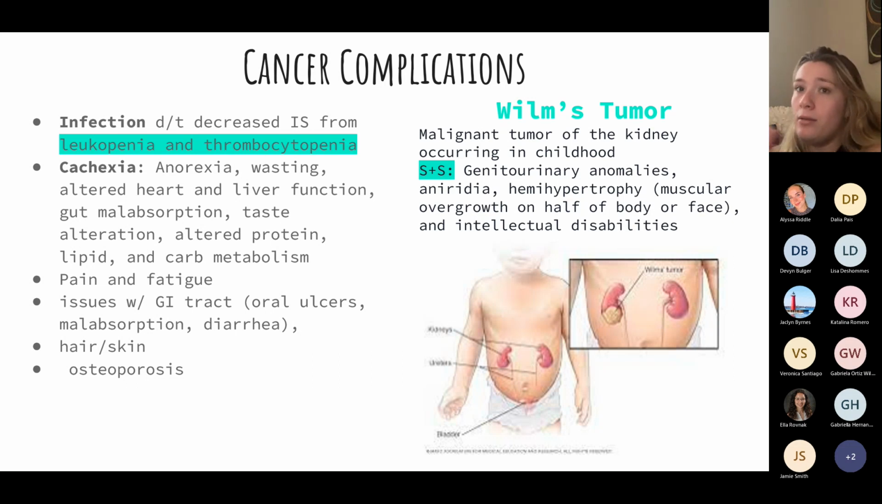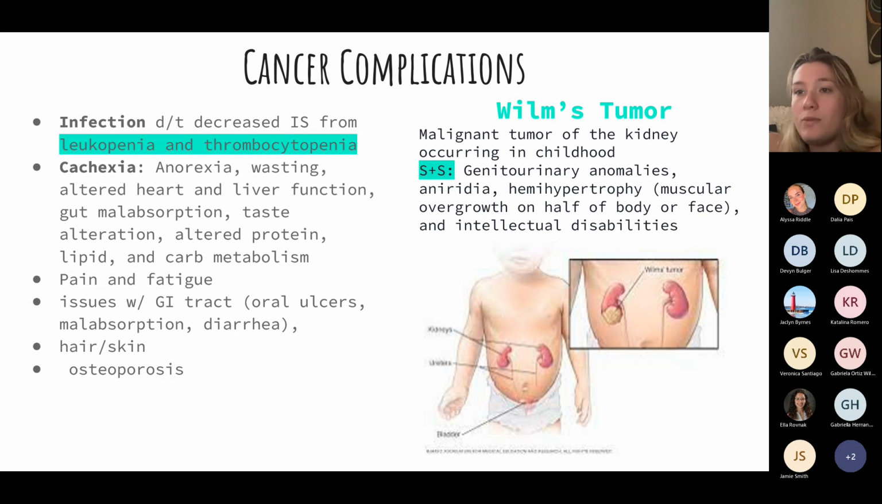Infection is a really big one because it decreases our immune system. So, we have leukopenia, thrombocytopenia, so we're going to be at risk for infection and risk for bleeds. Cachexia, that's more of your anorexia, wasting, etc., pain, fatigue. There's a lot of GI issues with cancer patients that end up leading to malnourishment, hair and skin problems, osteoporosis from calcium deficiencies, etc.